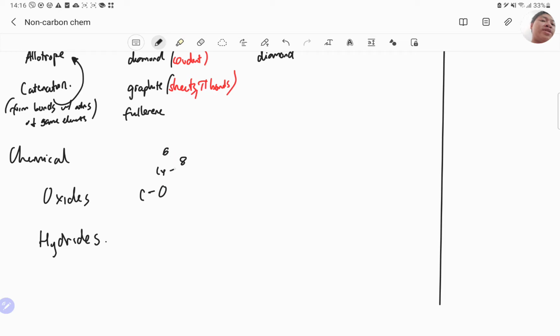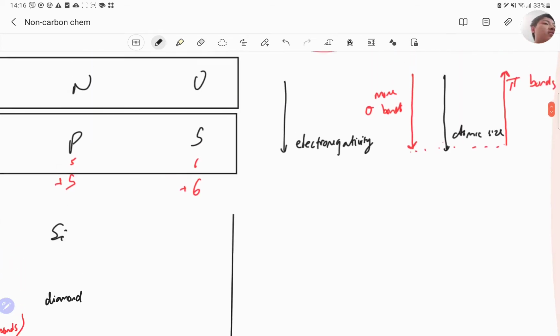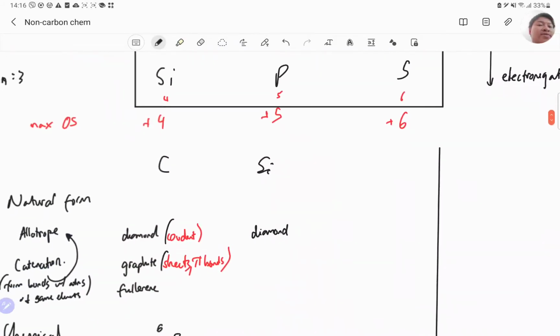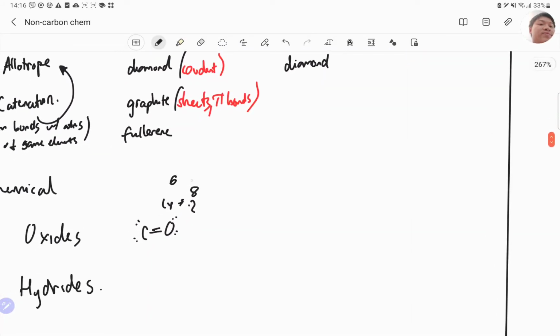So 14 now down to 12. 12, 10, 8, 6, 4, 2. Wait a minute. 2, 4, 6, 8, 10, 12. Carbon has 4 electrons. Oxygen has 6. Oh, oops. 10. They have 10.